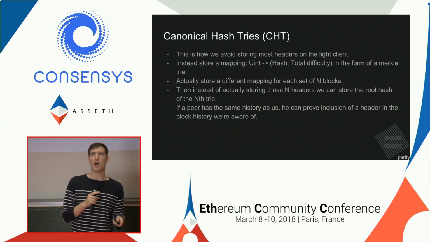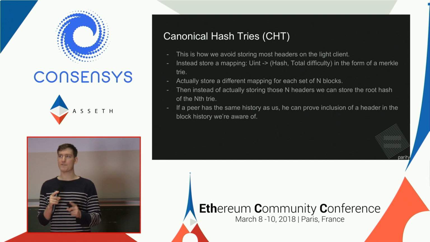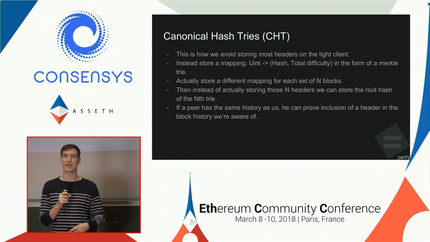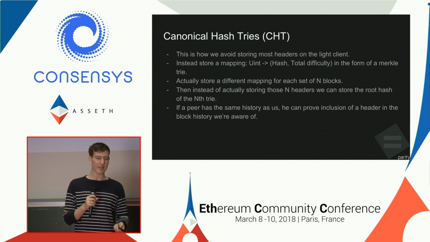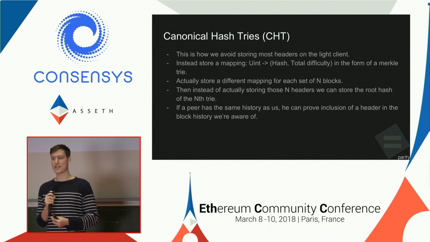So another optimization that we have in the light client is this idea that we shouldn't have to store all the block headers from the genesis up until now. It's something like 5 million or so now. It's just going to keep growing. So that's a lot of block headers to keep around.